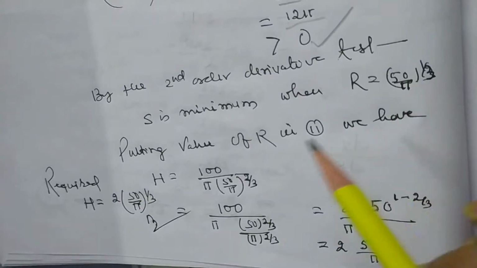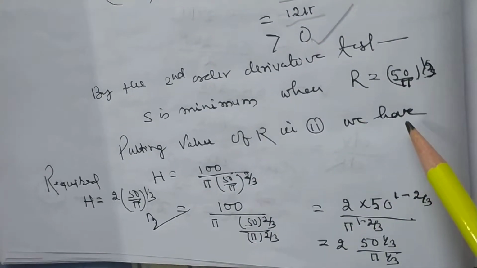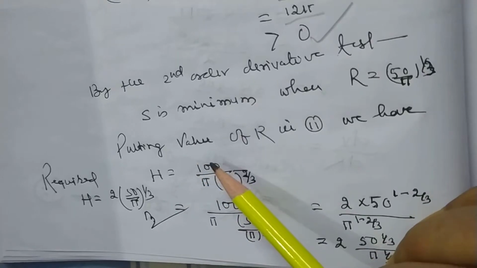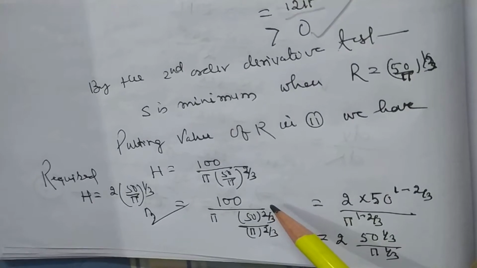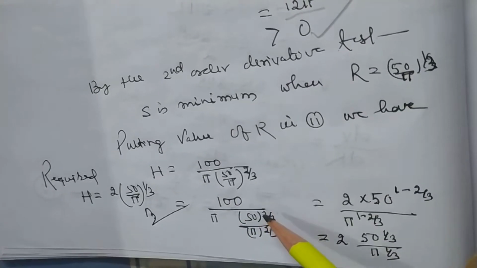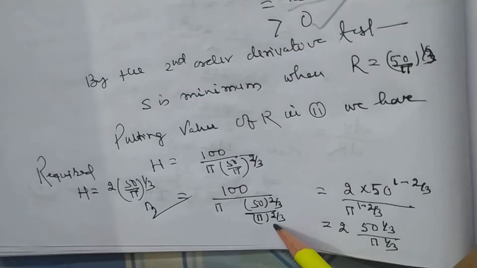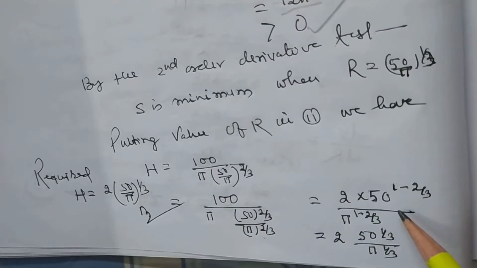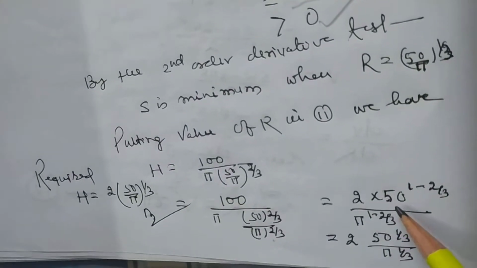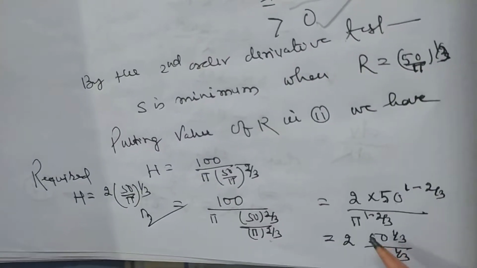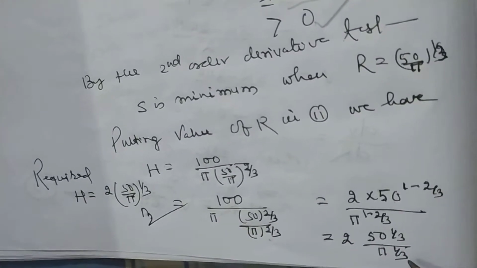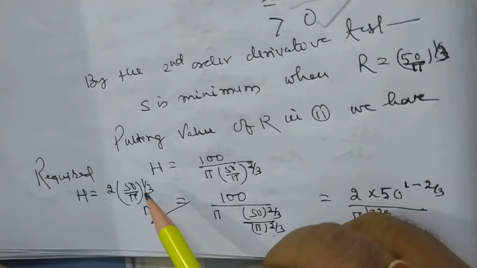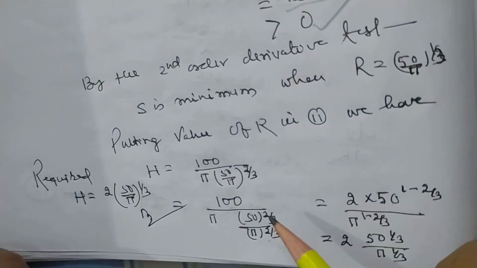Putting the value of R in the second equation, we have h is equal to 100 by pi into (50 by pi) whole to the power 2 by 3, that is 100 by pi times 50 to the power 2 by 3 divided by pi to the power 2 by 3. After simplification, we have 2 into 50 to the power 1 minus 2 by 3 divided by pi to the power 1 minus 2 by 3. That is 2 into 50 to the power 1 by 3 divided by pi to the power 1 by 3. So h is equal to 2 into (50 by pi) whole to the power 1 by 3.